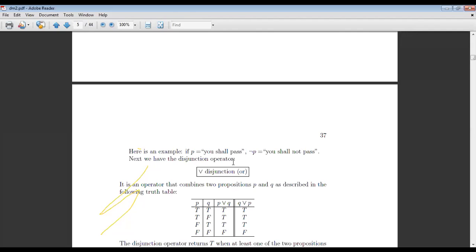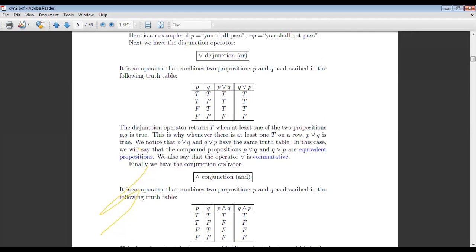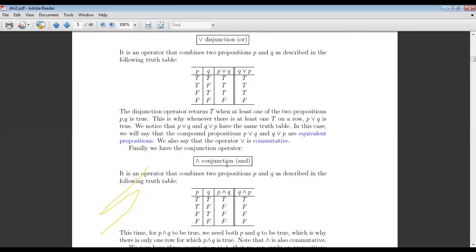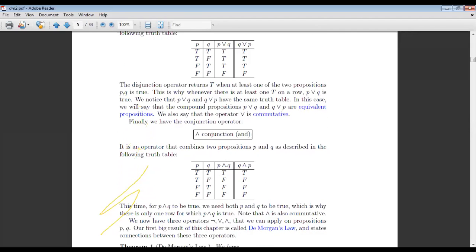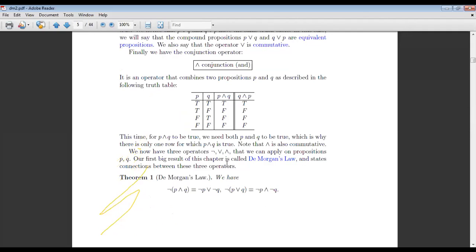So next we will come to the operator, disjunction, or. After disjunction comes conjunction, and. Okay, first we have to choose the conjunction, then we will go to the disjunction. Conjunction is denoted by the symbol reverse of V, and conjunction means nothing but and.